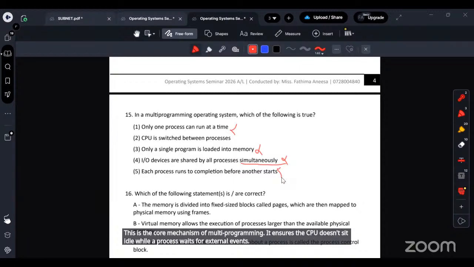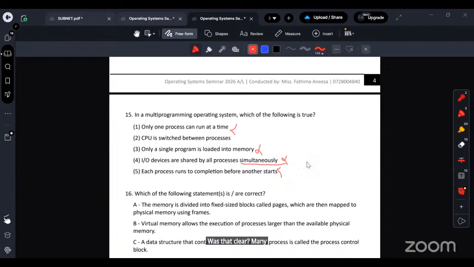Was that clear? Many got that part wrong. I think you all fell for this simultaneously part in option 4. The ones who got it wrong, was it all clear? Do you want me to explain any part again?